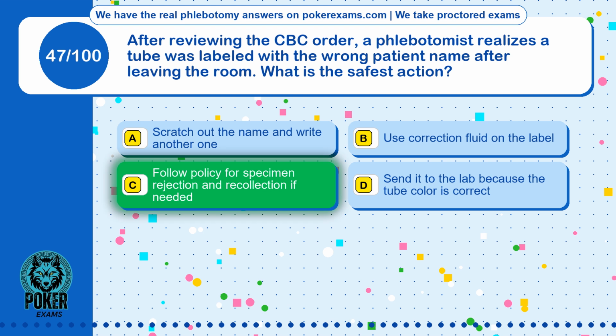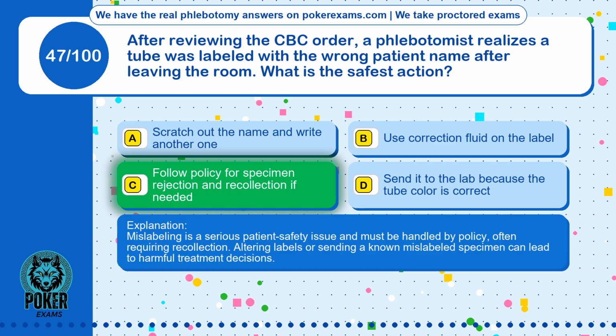The correct answer is option C. Follow policy for specimen rejection and recollection if needed. Mislabeling is a serious patient safety issue and must be handled by policy, often requiring recollection. Altering labels or sending a known mislabeled specimen can lead to harmful treatment decisions.